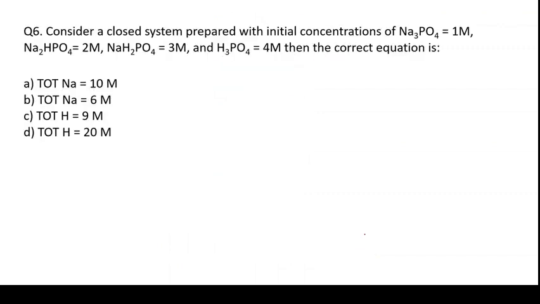We'll see the next question. Question number 6 is, consider a closed system prepared with initial concentration of Na3PO4 1 molar, Na2HPO4 2 molar, NaH2PO4 3 molar, and H3PO4 of 4 molar. Then the correct equation is, please try to find out the solution of this question. This is similar to the previous one.